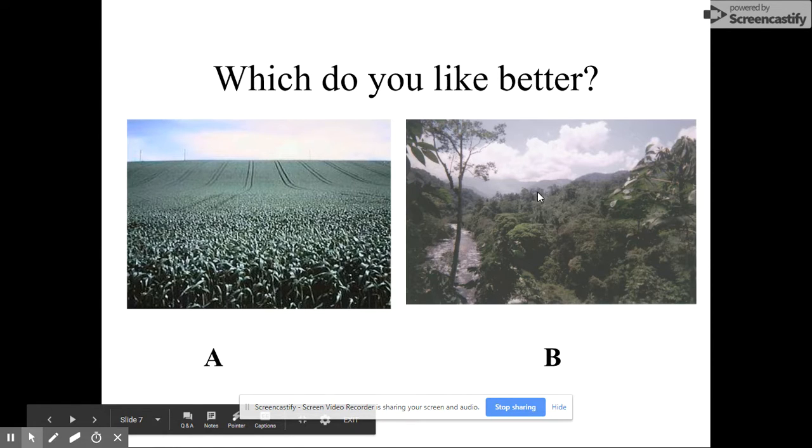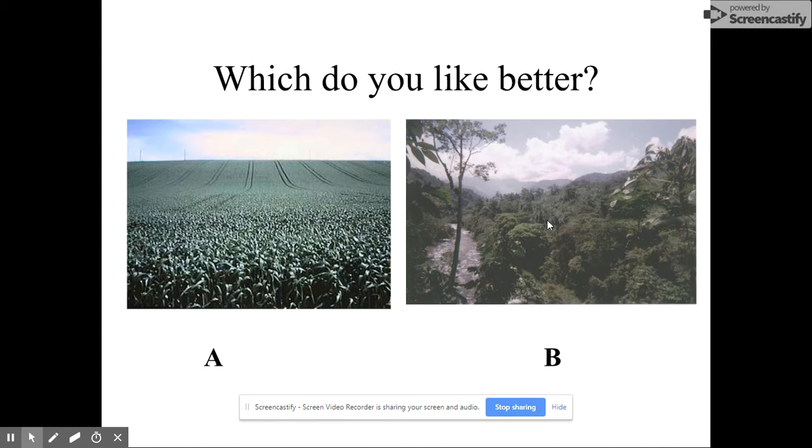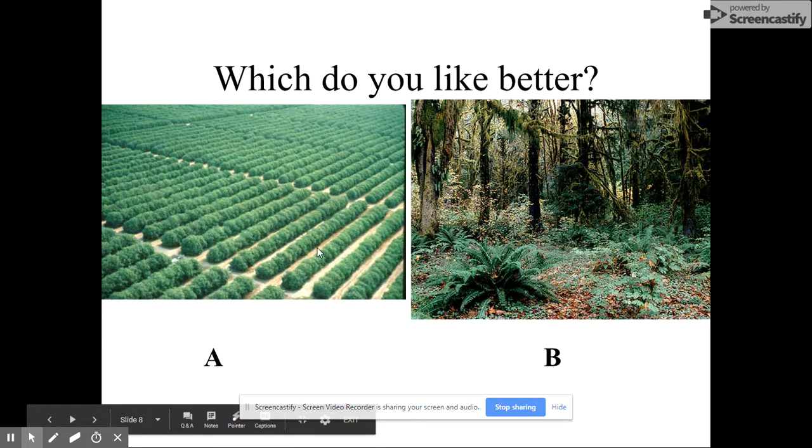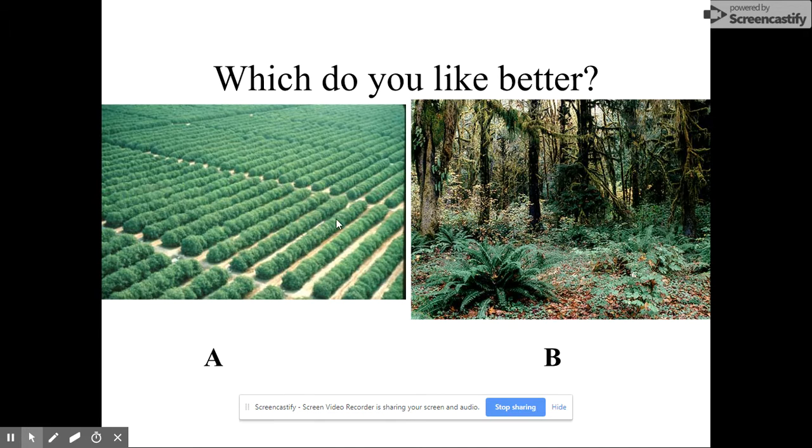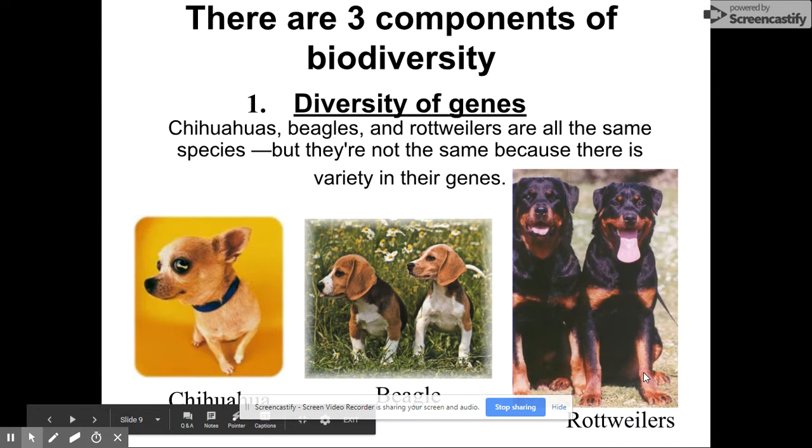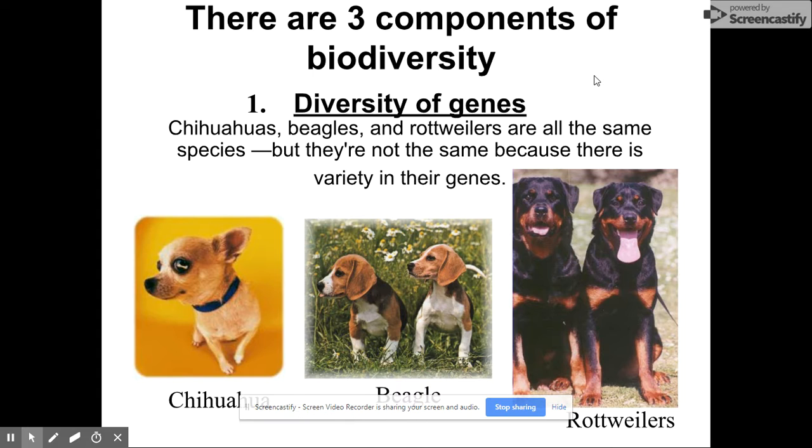If you look at B, you should see a lot more different organisms. If we see the same type of organism, you don't have a lot of diversity. You want that diversity in your ecosystem. So B is the better choice. All right, A or B? Well, I can see pretty much the same thing over here in A, and I see different types of plants, trees, different things going on in B. So B again.